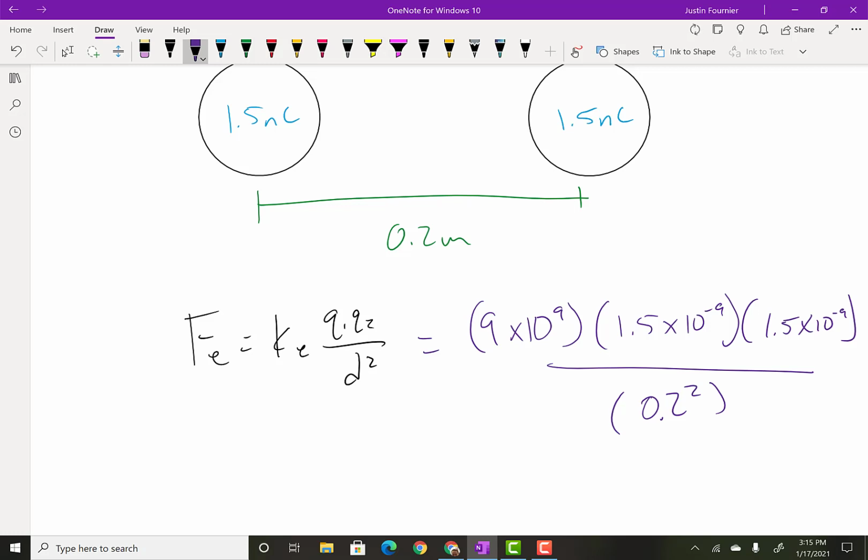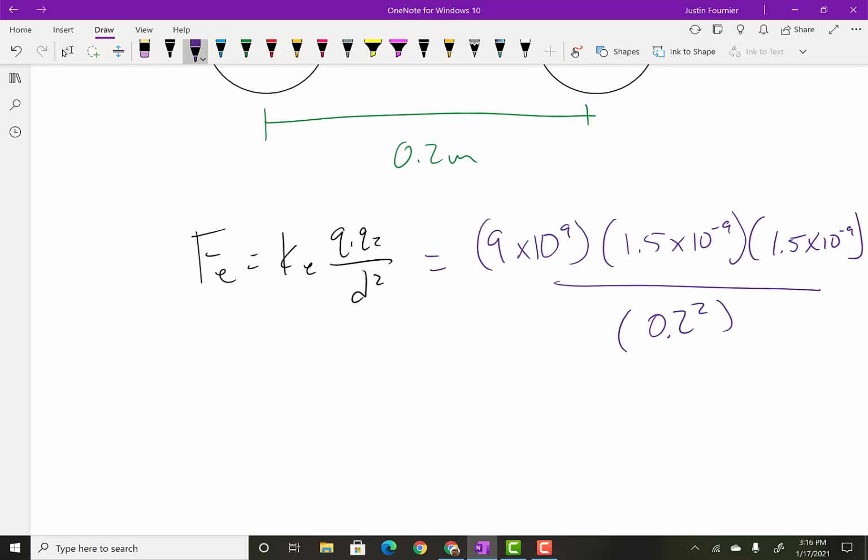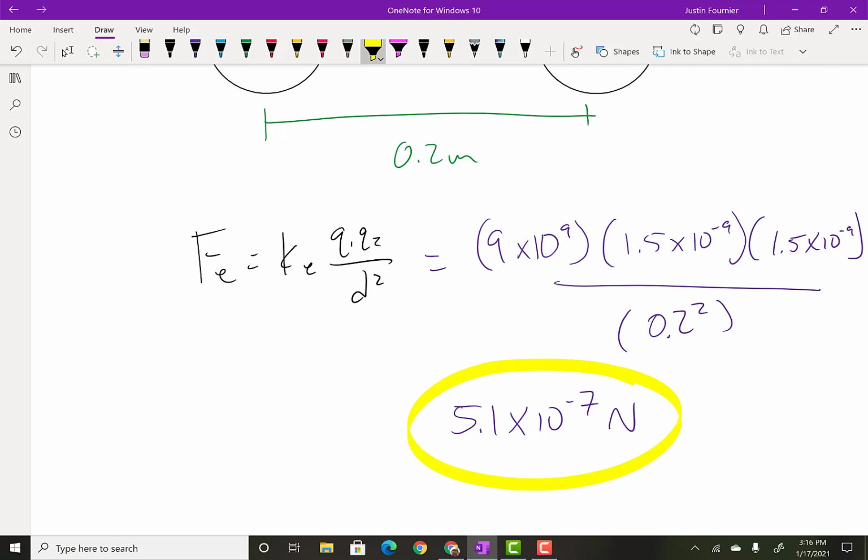Let's see what this looks like. Going to calculate it out really quickly. 1.5 times 10 to the negative 9, squared, times 9 times 10 to the 9, divided by 0.2 squared. I'm getting about 5.1 times 10 to the negative 7. And that would be newtons. And there's that one. So yeah, hope that helped.